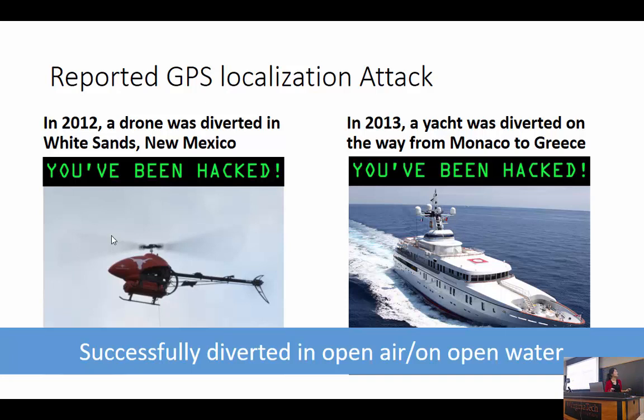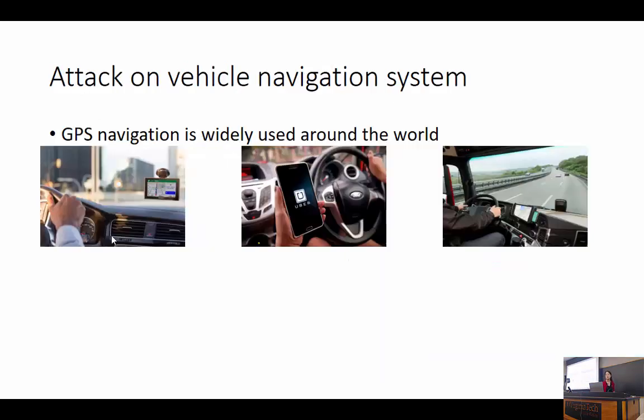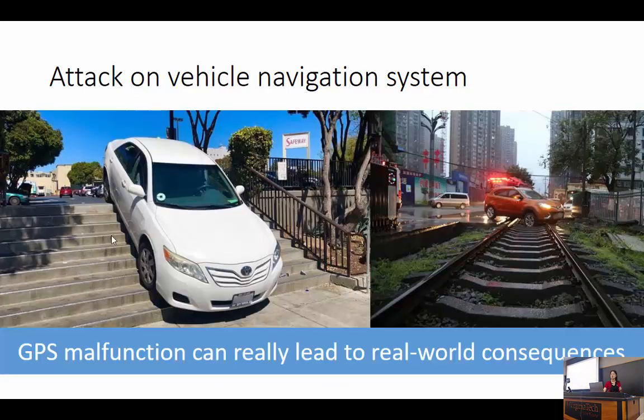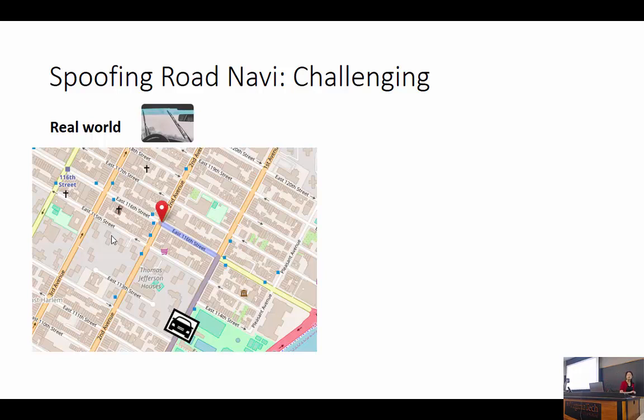One thing I want to mention is the difference between our work and those existing works. In the previous GPS localization attacks, they attacked boats and drones, which are in open areas and open water, so there's no reference for those vehicles to tell if they are being diverted from their original plan. But when you try to attack vehicle navigation systems, things are a little bit different, because vehicle navigation systems have some challenges.